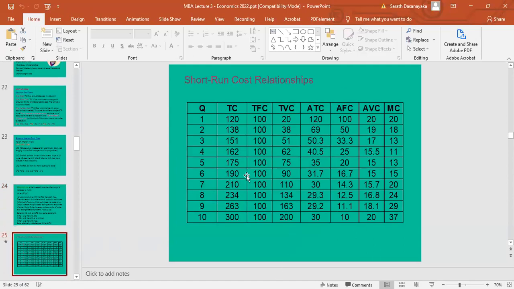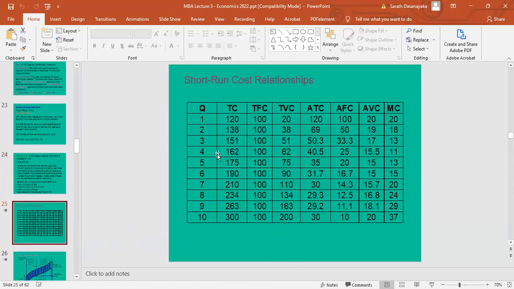Then you can see the short-run cost relation. Sometimes in examinations, we give some of these columns and some are missing. We ask you to derive it, it's nothing else, simple mathematics. You can easily derive it if you know that TC means TFC plus TVC, and ATC means AFC plus AVC. MC is the first order difference of the TC with respect to Q, then you get MC. That way you can verify it.